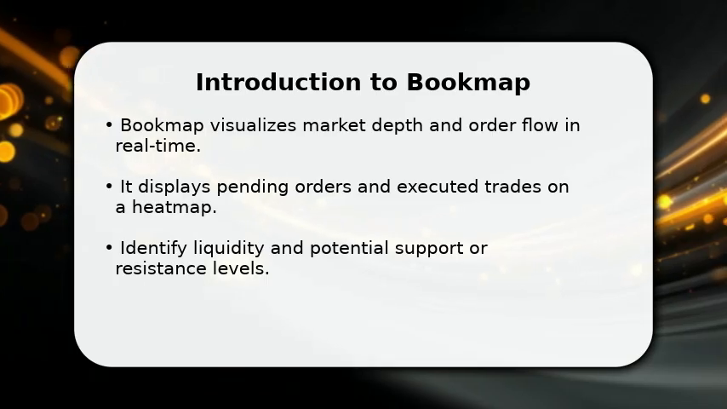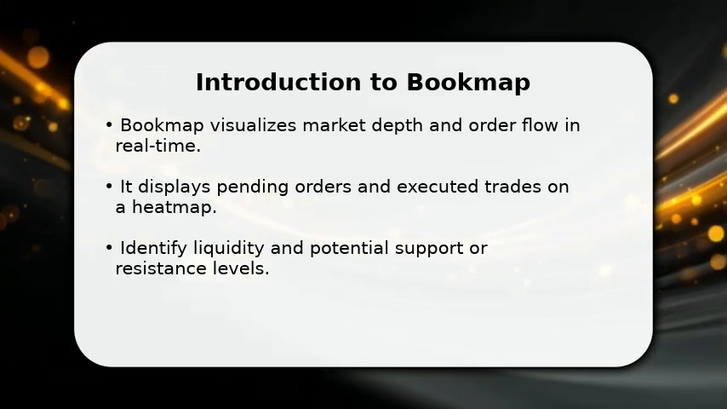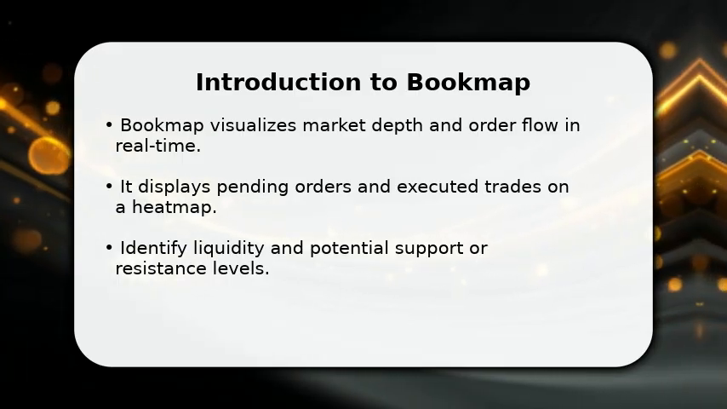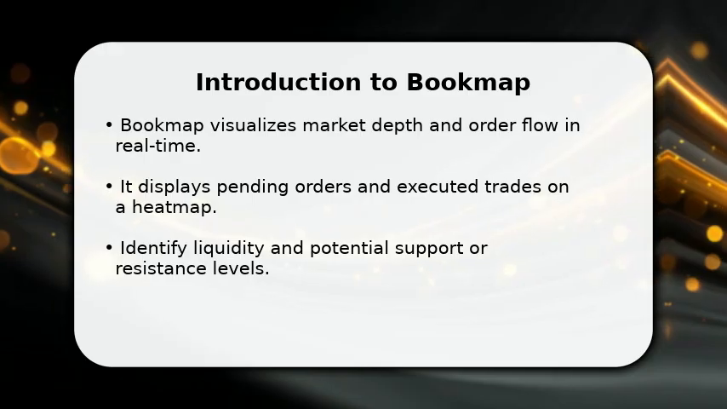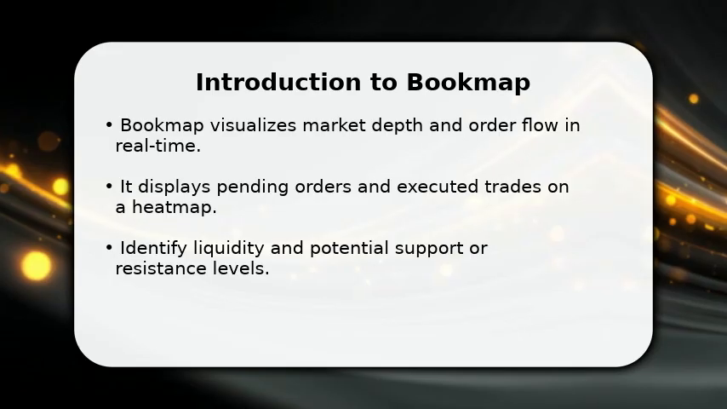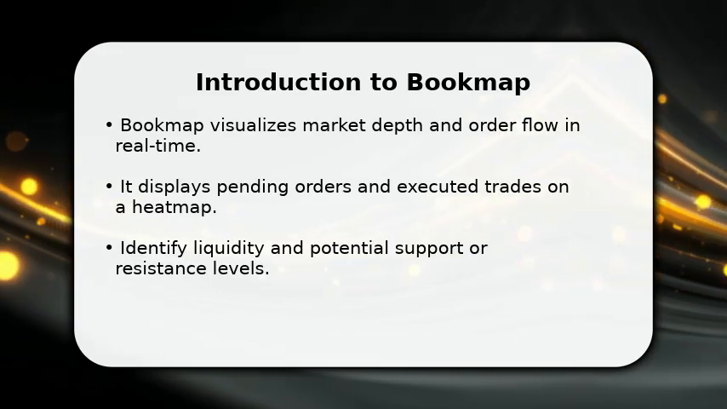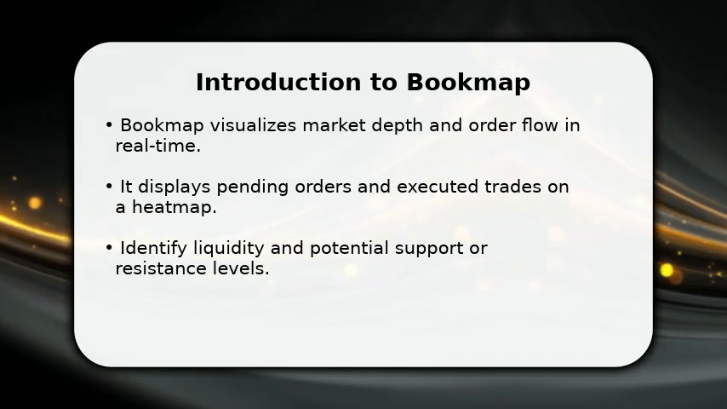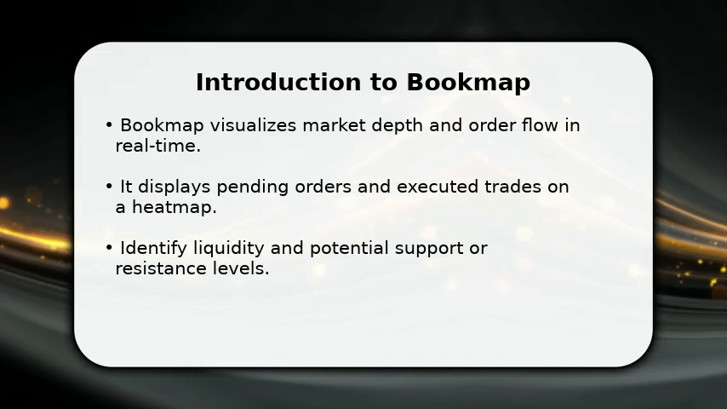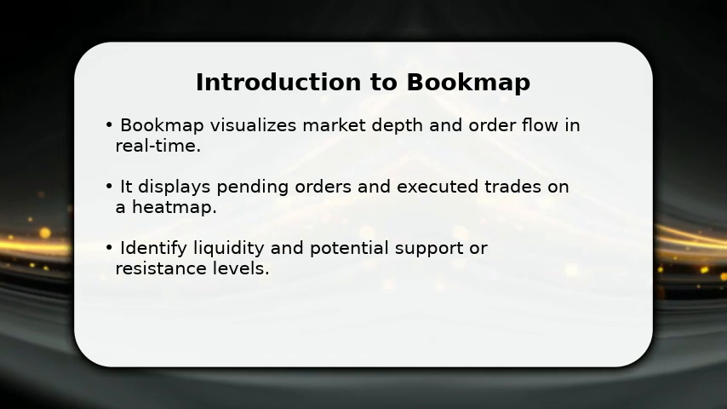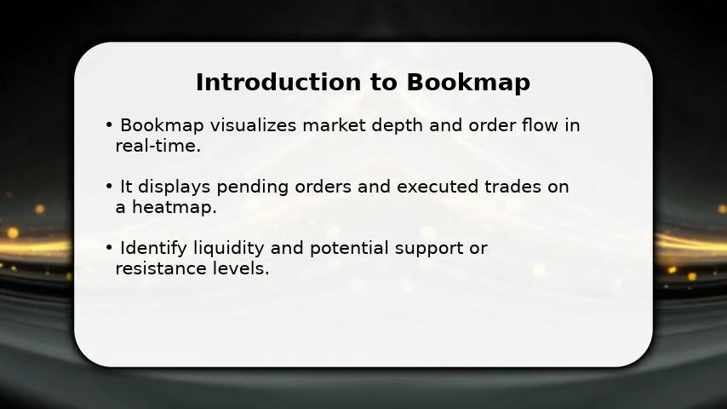Enjoy the video. In this video, I will explain how to trade with Bookmap. Bookmap is a powerful trading platform that provides a unique visual representation of market depth and order flow. It helps you see the invisible forces driving price action by displaying pending orders and executed trades on a dynamic heat map. This real-time visualization allows you to identify key liquidity zones and potential turning points in the market, giving you a significant edge in your trading decisions.